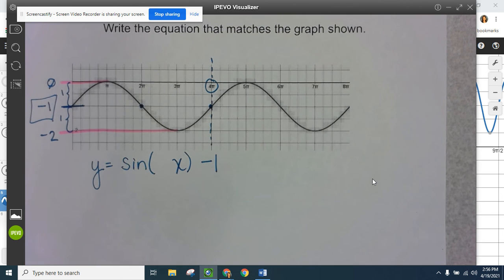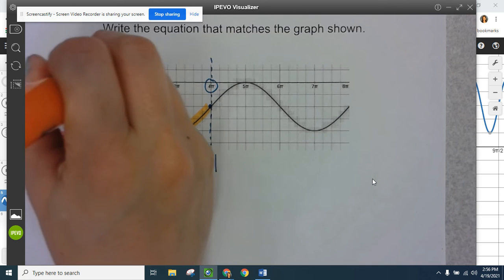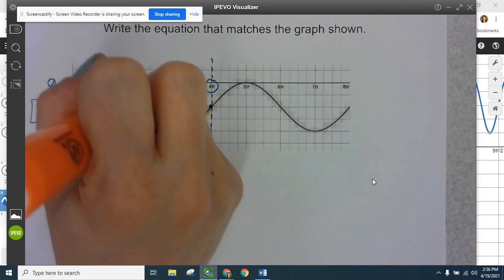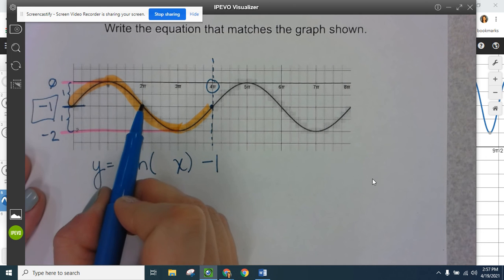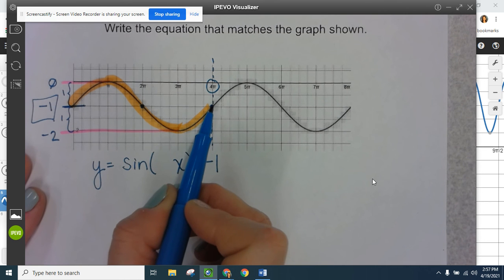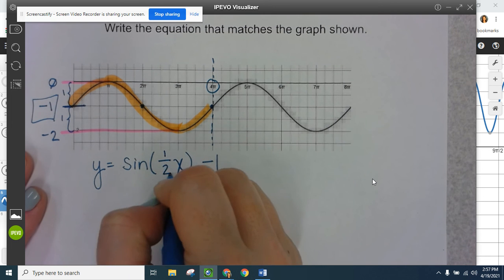My full sine curve is this. How much of my sine curve happens between 0 and 2 pi? Well, it takes 4 pi to get to the end, so that would be half.